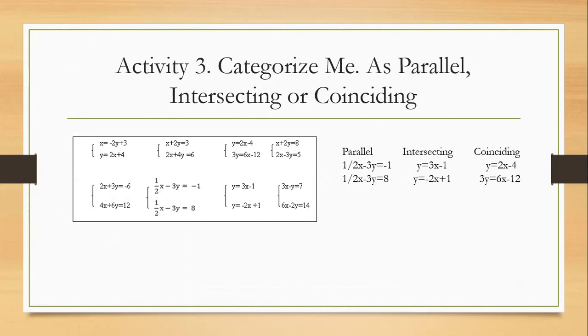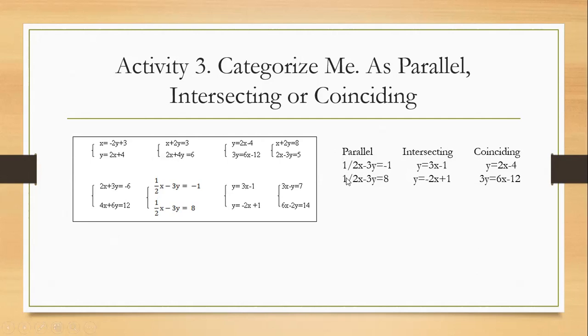For the last activity, categorize me. You categorize as parallel, intersecting, or coinciding. So on your activity sheets, there are systems of linear equations in two variables found in the box. You will just categorize which of them are parallel, intersecting, or coinciding. So I have here one example. Since this has the same slope but different y-intercept, then they are parallel.